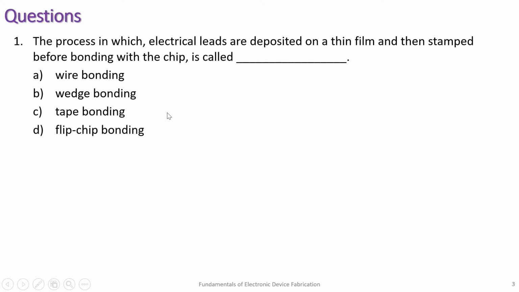Does anybody know the answer based on the notes you have made or your memory? No, that's not the answer. In flip chip bonding, we will be using solders, right? Here we are doing something known as stamping. In which of these were we using a heated material to stamp the tape onto the surface of the wafer? I hope now we have got the answer. It is not flip chip bonding. So you have three options left right now. Yeah, tape bonding is the right answer.